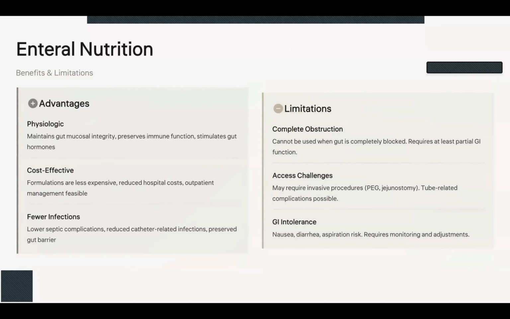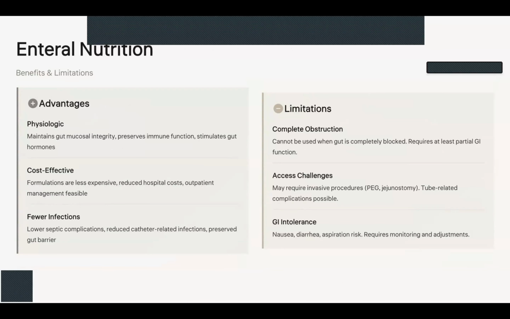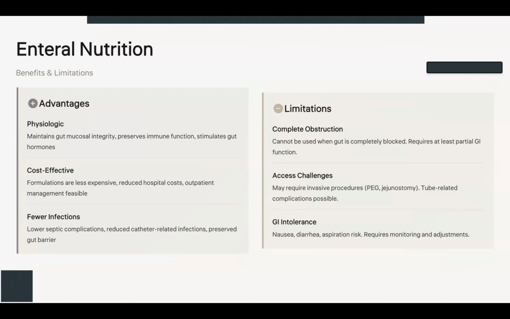So, enteral nutrition has several advantages. As I mentioned earlier, it helps maintain gut mucosal integrity, which plays a critical role in preventing bacterial translocation and infections. It also supports immune function and is associated with lower rates of septic complications compared to parenteral nutrition. From a practical perspective, it is more cost-effective as well.